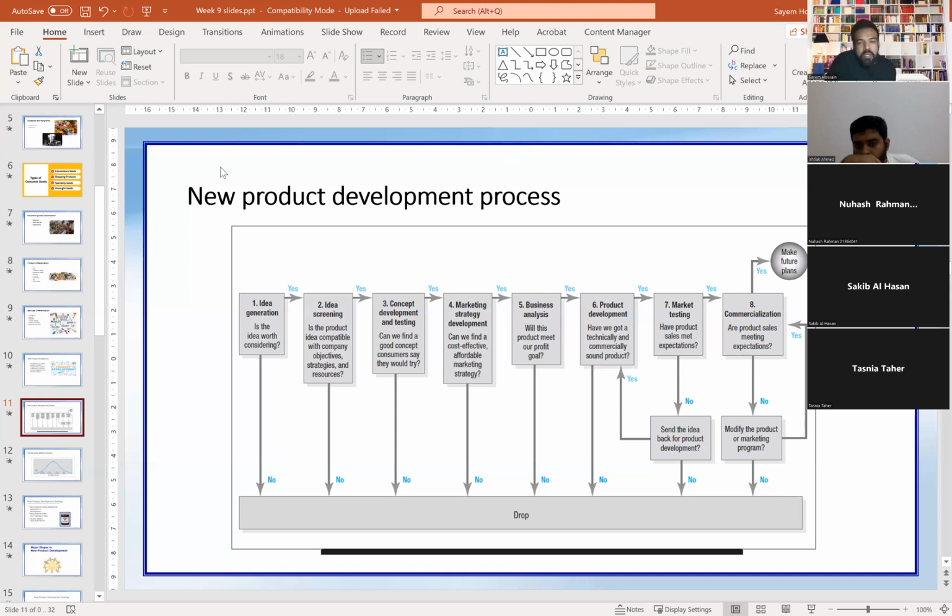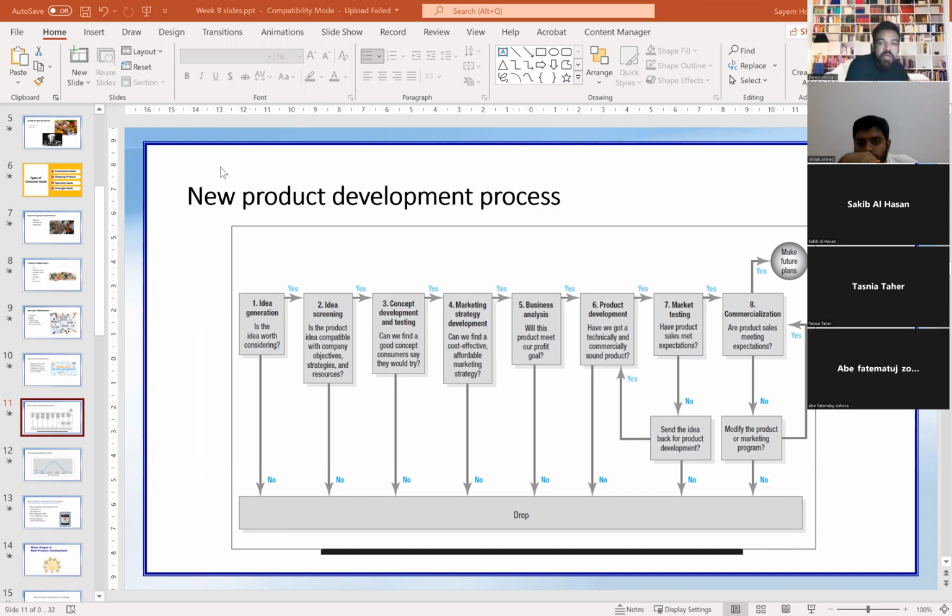So, yes, go to the next one. No, drop it. And if it's a yes, there are some other decisions that need to be taken. Send the idea back for product development. Yes, then you develop something. Okay, so you're actually developing something in this stage. But if it's a no, just drop it.